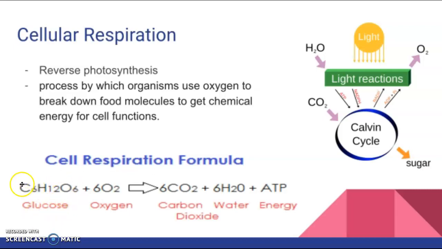So we consume some sugar or some plant, some glucose. We breathe in oxygen. It goes through a chemical reaction. We give off carbon dioxide, water, and we are able to use the energy called ATP.